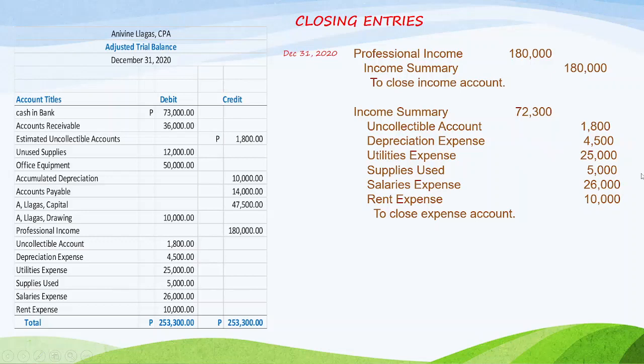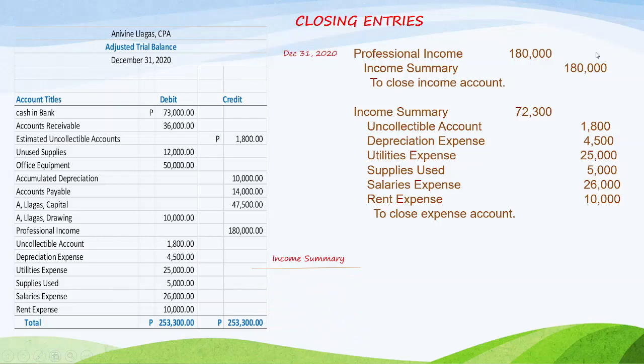And third procedure is to close the balance of the income summary. How to get that one? Or how are you going to determine the balance of the income summary? Of course, you have to post that one in the T account.